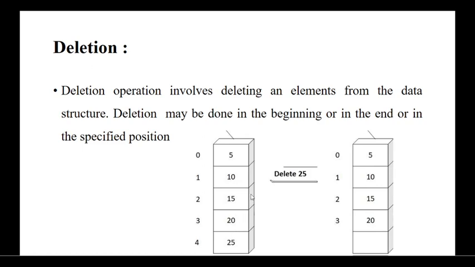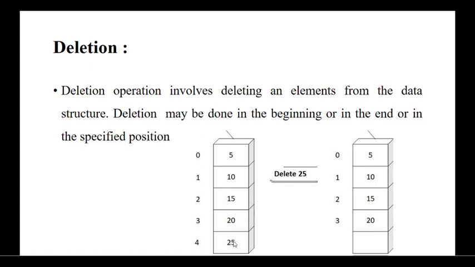So for example, if you are deleting the 25 element, that 25 element will get removed from the data structure and the remaining elements will remain as they are. Again, the deletion can be done in the beginning or in the end or in a specified position. For example, if you want to remove the 5, then it is deleting in the beginning because you are deleting the beginning element. The remaining elements will remain as they are in the data structure. In the same way, we deleted 25, which is deleting an element in the end because 25 is the last element in the data structure and we are removing it.